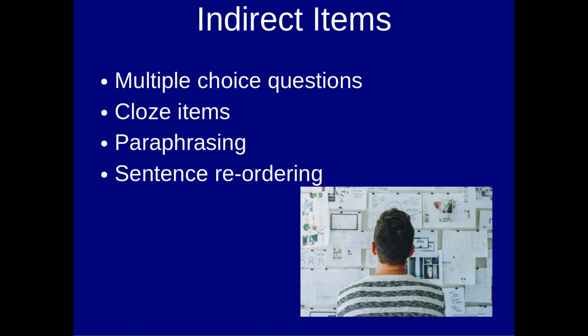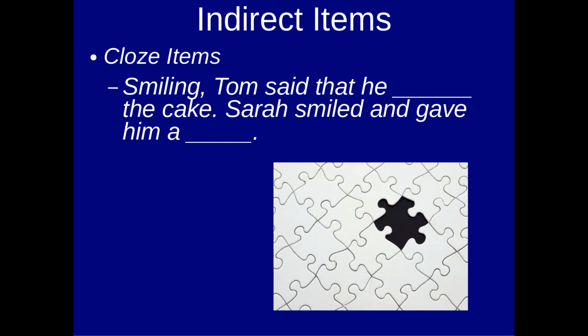There are, of course, at least four different ways that you can do indirect items. And that is multiple choice, closed items, paraphrasing, and sentence reordering. These are the ones that are commonly used in language testing, language assessment. Now, I'm not going to talk a lot about multiple choice questioning because that is kind of the default manner in which many teachers approach assessment, so there's not a whole lot for me to add to the conversation. So instead, I'm going to focus on the last three: closed item, paraphrasing, and sentence reordering.